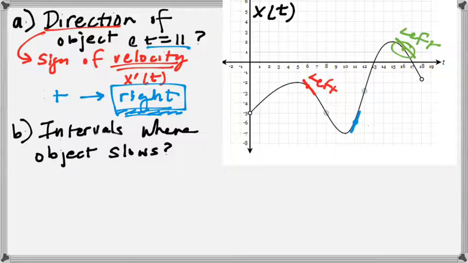Anytime my graph has an uphill rate of change or slope, this would be a rightward movement. So slope, not value.